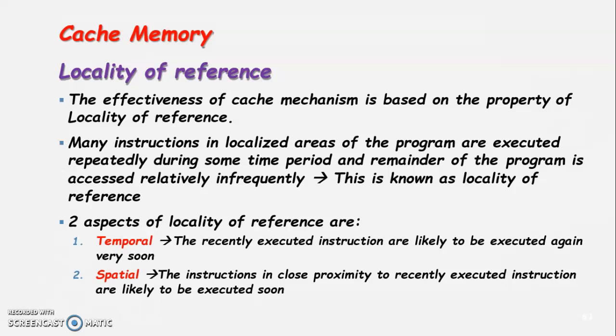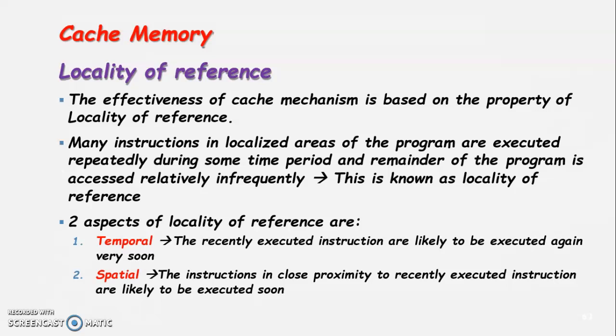The spatial aspect says that instructions in close proximity to recently executed instructions are also likely to be executed soon. What this means is that if I have used the memory at location X, there is a good chance I will also need to use the nearby locations of X. Therefore, when fetching X, it is better to fetch a block of data around X into the cache memory.